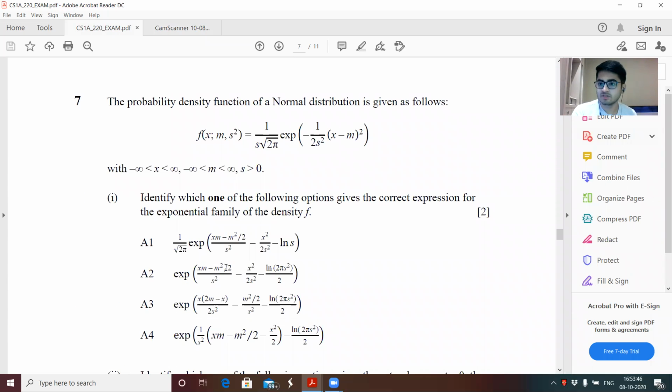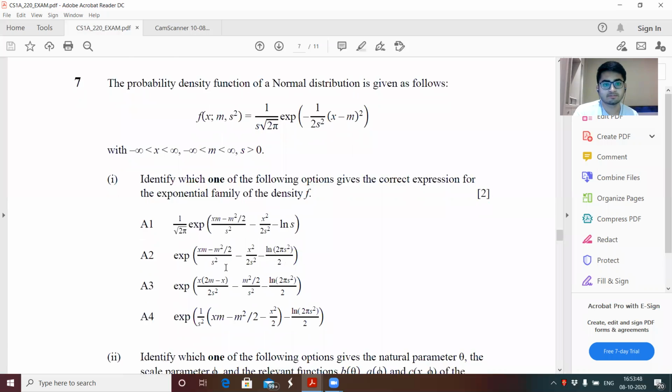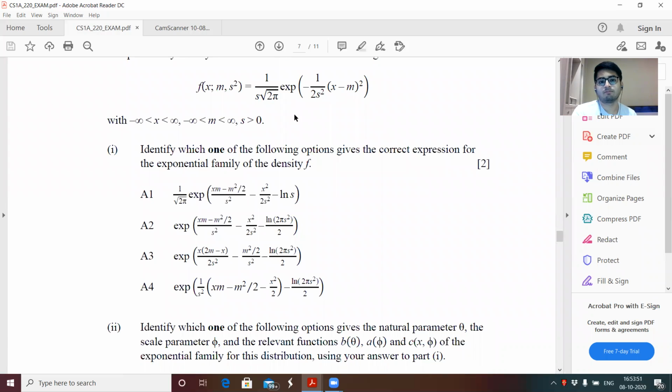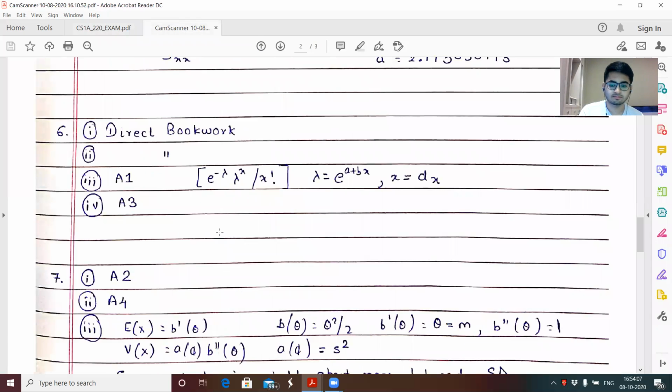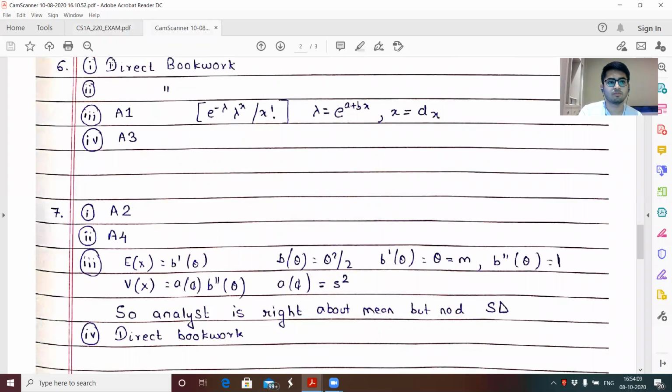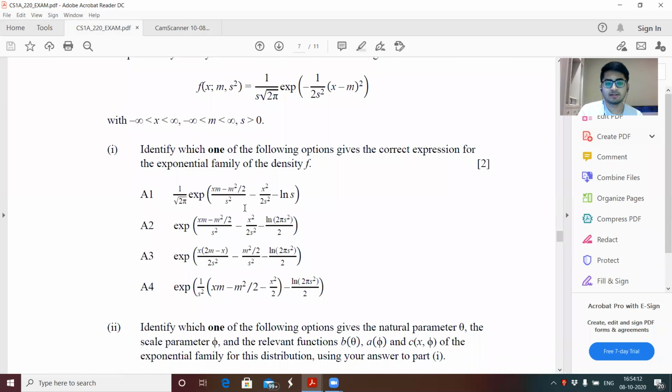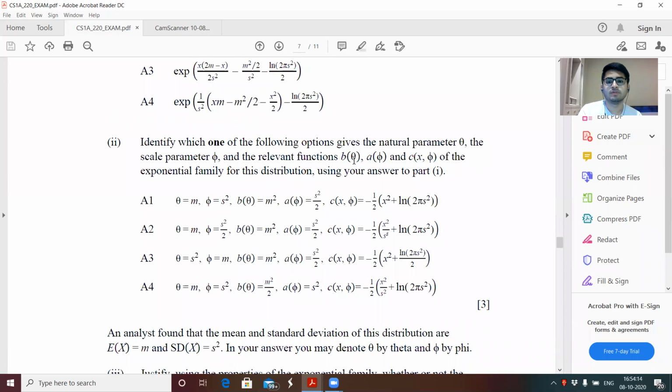Question 7, it's from GLM. Again, a pretty direct question. This is nothing but the PDF of a normal distribution. We need to identify the correct form of it. So this was coming out to be option A2. This is something which our students have already covered in class, and one can even refer to institute material for this. So question 7.1 part is A2. Part 2, we need to identify b(theta), a(phi) and c(x, phi), and we would be getting this as option A4.